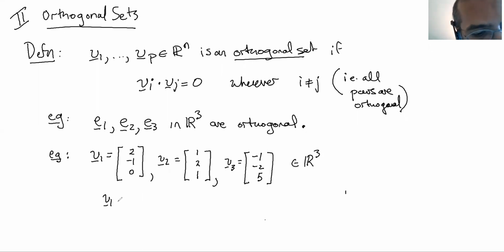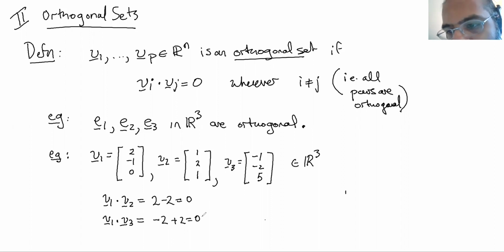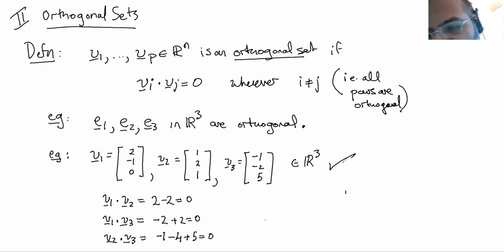And now if I compute the pairwise dot products, u1 dot u2, well, that's 2 minus 2, which is 0. What's u1 dot u3? That's -2 plus 2, which is 0. And what's u2 dot u3? That's -1 minus 4 plus 5, which is also 0. So indeed, this is an orthogonal set. And if you were to draw these vectors in R3, you would indeed see that they are perpendicular.